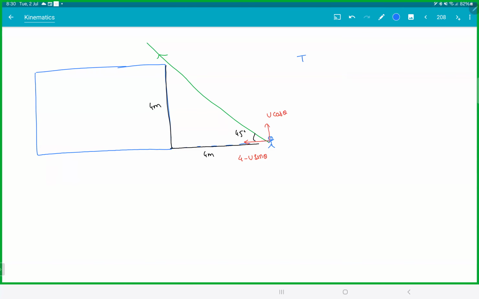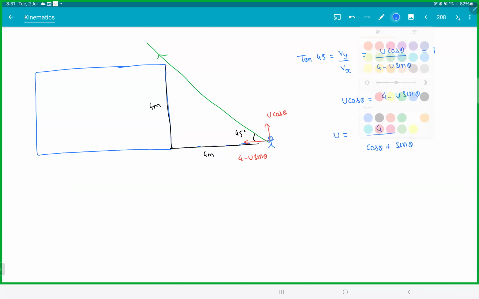If that is 45, then tan 45 is v vertical by v horizontal, which is u cos theta by 4 minus u sine theta. And tan 45 is 1. So we get u cos theta is 4 minus u sine theta. We ended up with u is equal to 4 by cos theta plus sine theta. This is not the answer. What is this then exactly?